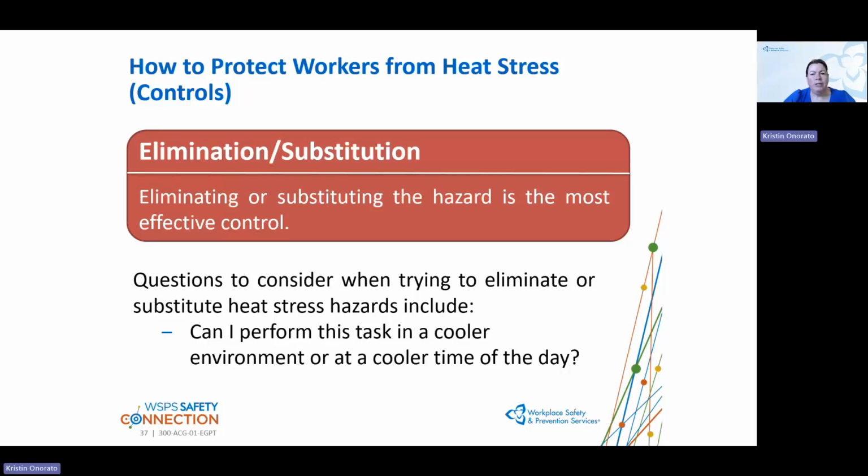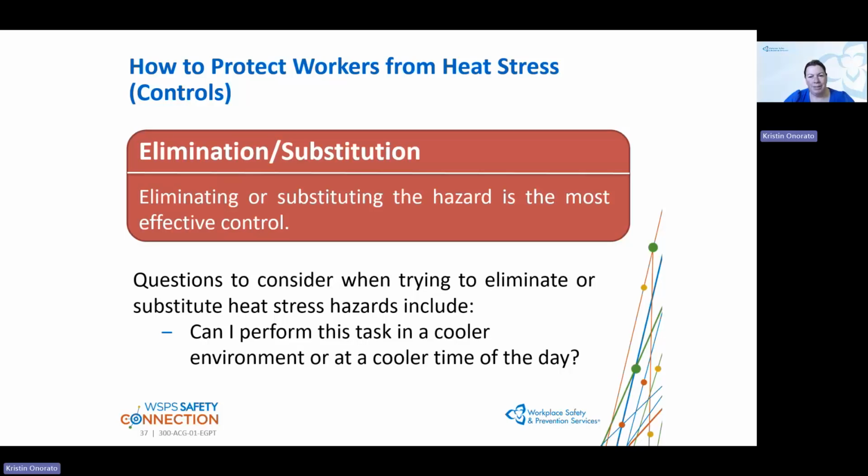One thing we should always consider when trying to protect our workers from heat is when and how we can perform the tasks. Is there any way that we can perform the task in a cooler environment or at a cooler time of the day?